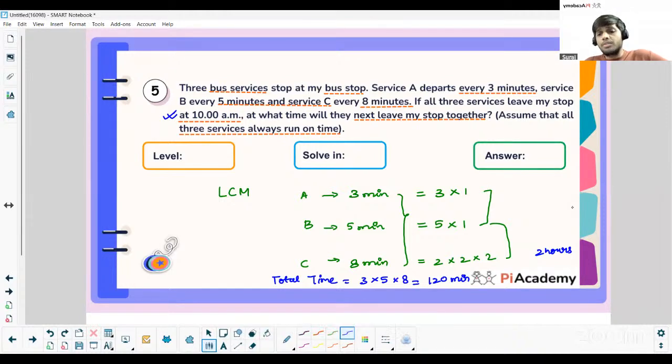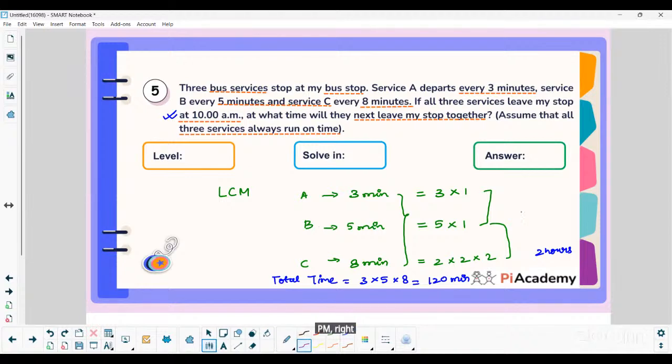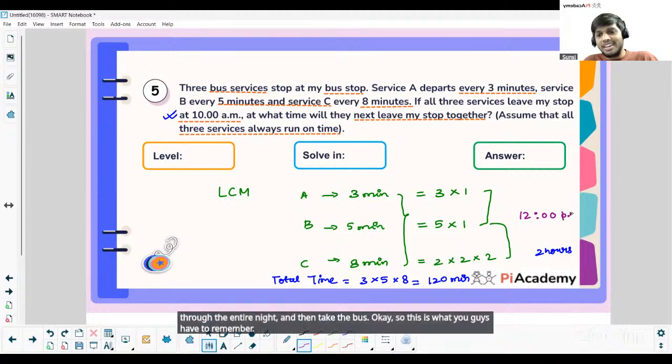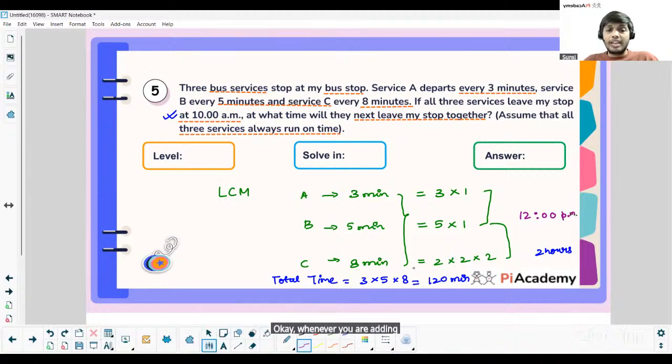Yes, Shrutika, would you like to answer? 12 a.m. Will it be a.m. or p.m.? p.m. p.m., right? Otherwise, the person will have to wait through the entire night and then take the bus. So this is what you have to remember: whenever you are adding the numbers, you have to take care of the 12-hour clock as well.